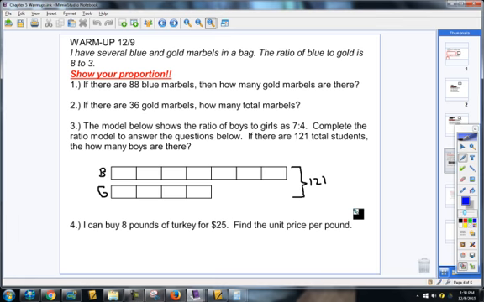Okay, just a reminder on how to model real quick. I'll go real quick on this because I know it's getting a little bit long. Okay? I have several blue and gold marbles in a bag. The ratio of blue to gold is 8:3. So the model will be provided for you on the test.